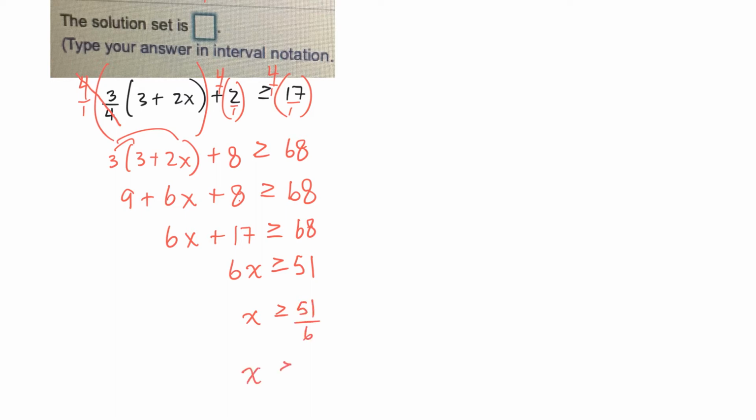Now I think 51 over 6 you can simplify. 3 goes into 51 17 times, and 3 goes into 6 2 times. So this would be my answer, but that's sort of in the set notation. So set notation would be all the x's as long as x is greater than or equal to 17 over 2.